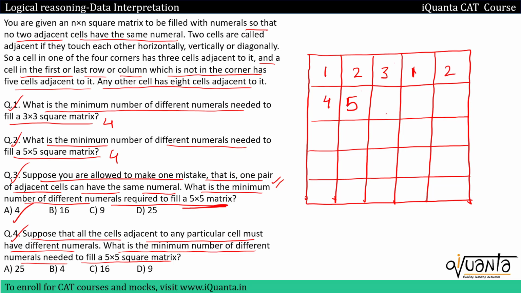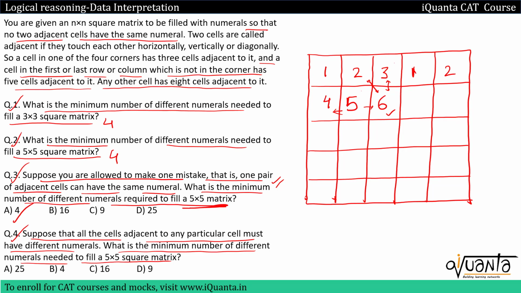Then in the next cell, this one, can I use 1? No, then diagonally it will be the same. Can I use 2? No, then these two diagonally will be the same. Can I use 3? No, because then vertically these two would be the same. Can I use 4? No, because then adjacent to this 5, we'll have 4 4. Can I use 5? No, so I'll have to use a new numeral, which will be 6 over here.